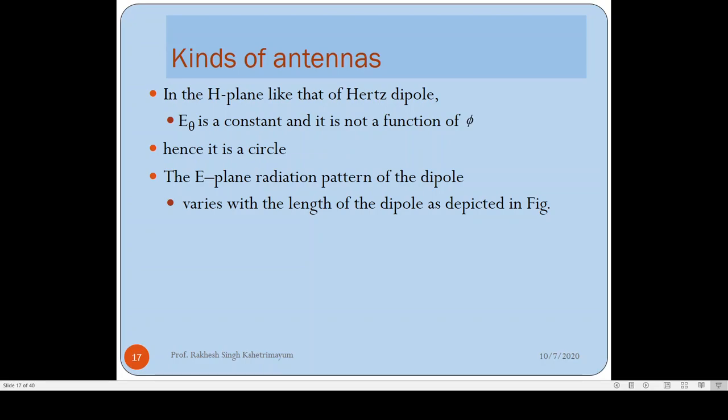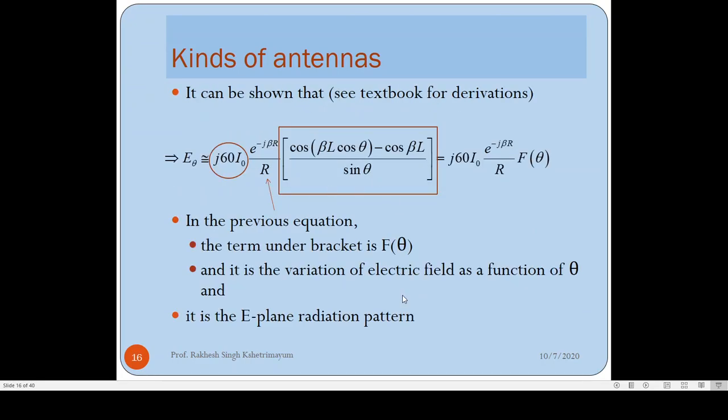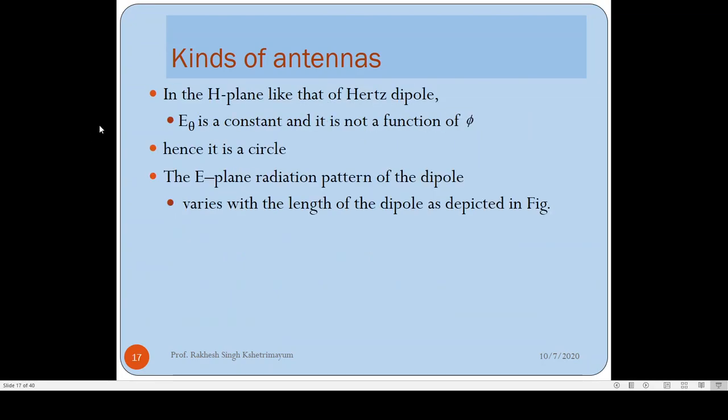So you will have the E plane and H plane of the radiation pattern. You can see that this function f is only a function of theta and is independent of phi. In that case, the H plane radiation pattern of the antenna will be constant for every angle of theta, so it becomes a circle.